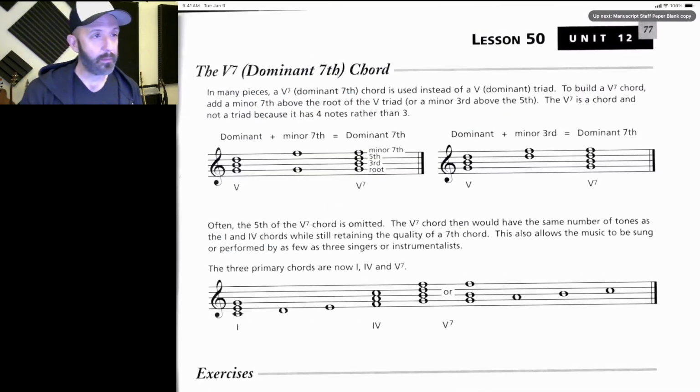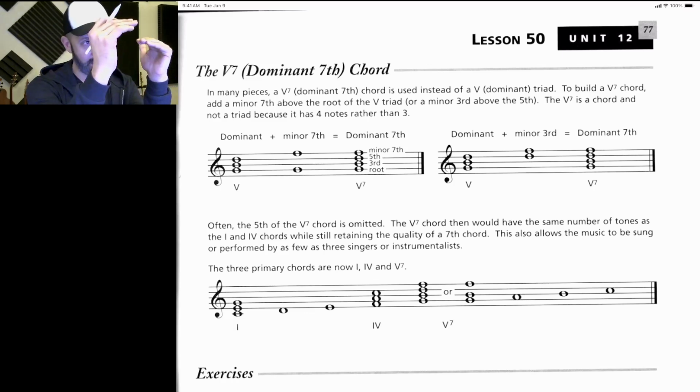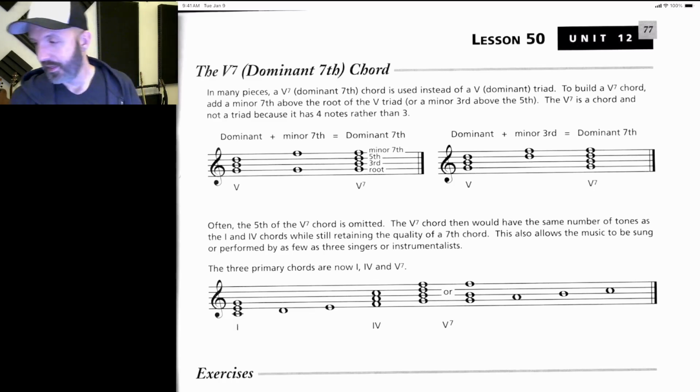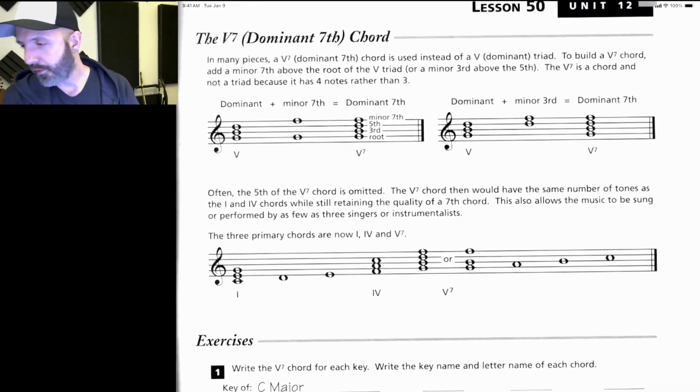So we talked about primary triads. A common thing that you'll do with a dominant chord is add another third. So we stack a third, and then finally another third. That gives you a dominant seventh. In many pieces, the dominant chord is used instead of a dominant triad to build a V7 chord. Add a minor seventh above the root of the triad, or a minor third above.